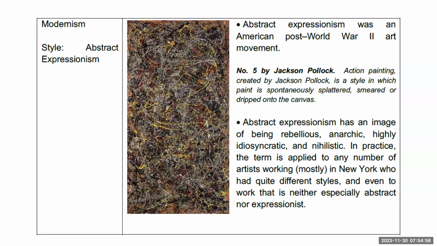We also have abstract expressionism. Abstract expressionism was an American post-World War II art movement. Number 5 by Jackson Pollock is an action painting, a style in which paint is spontaneously splattered, smeared, or dripped onto the canvas. Abstract expressionism has an image of being rebellious, anarchic, highly idiosyncratic, and nihilistic. In practice, the term is applied to any number of artists working in New York who had quite different styles, and even to work that is neither especially abstract nor expressionist.